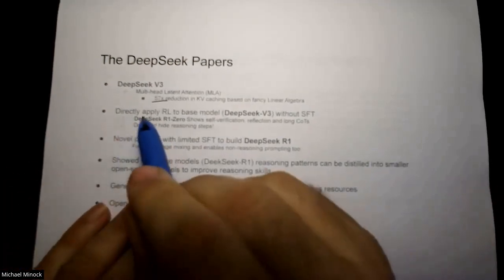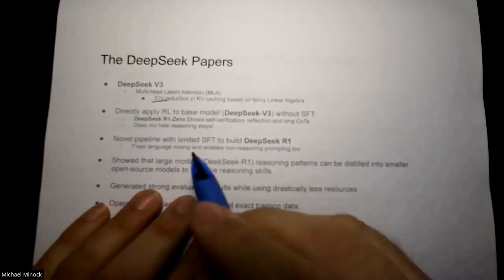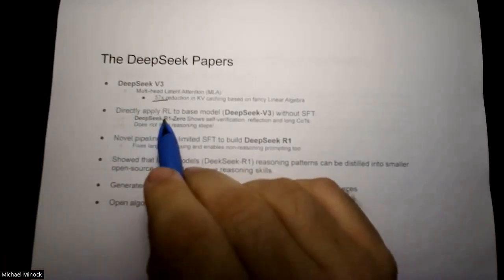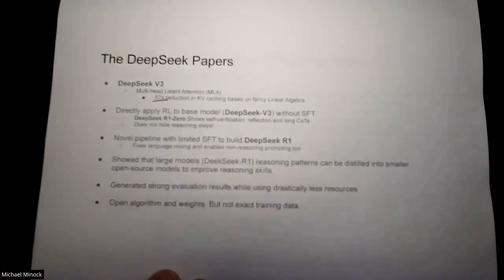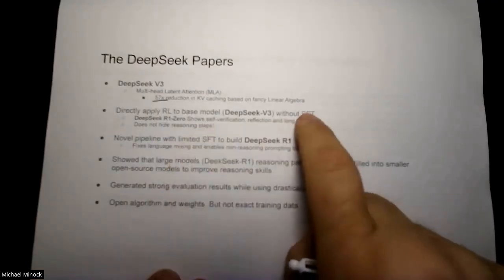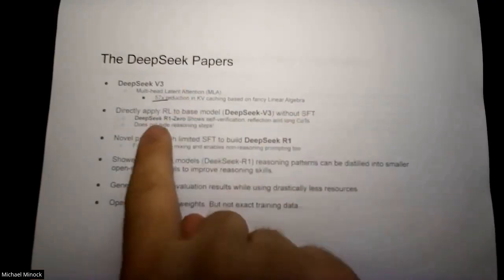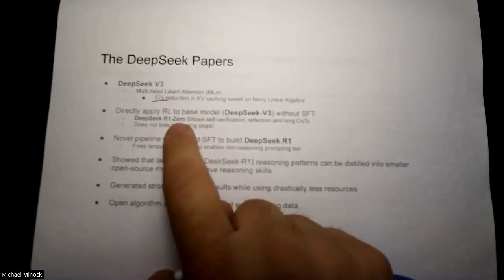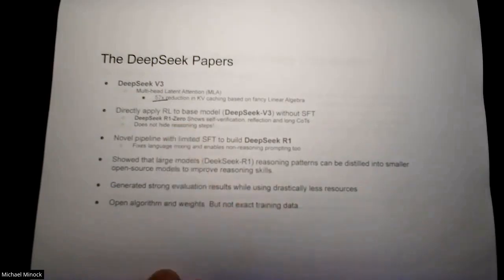But anyways, the interesting thing is they directly applied reinforcement learning without any kind of SFT. This was their DeepSeek R1-Zero, which didn't get the best results, but it's very innovative because it just said, forget this supervised fine tuning. We're just going to do the self-verification.